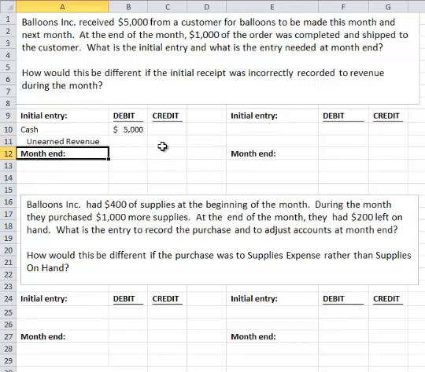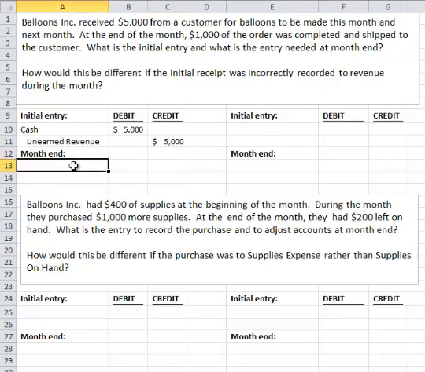Because when we got the $5,000, we hadn't done anything for them yet. We hadn't delivered anything, we hadn't performed any service, we've been paid in advance. So we recorded an unearned revenue, that's a liability account. We have a commitment to do something, we haven't done it yet.